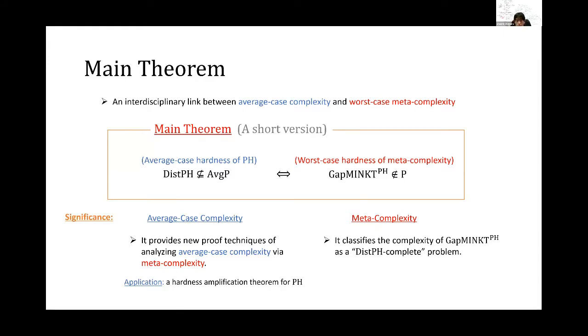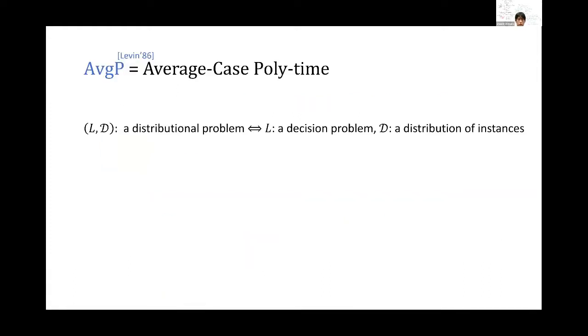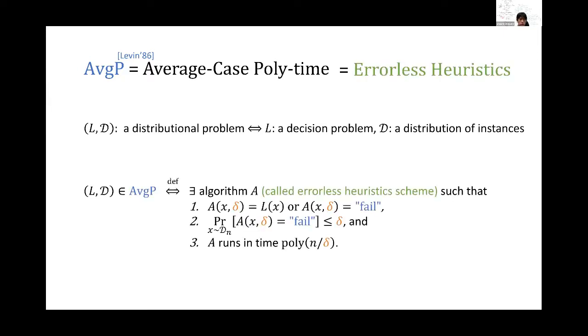Because of the time limitation, I will focus on explaining the hardness amplification theorem for pH, and I will not talk about meta-complexity. So let us review the notion of average case complexity. In the average case complexity, we are usually concerned with a distributional problem, which is just a pair of a decision problem, L, and a distribution of instances. And Levin introduced the notion of average case polynomial time, but nowadays it is more common to define AverageP as the class of LRS heuristic schemes.